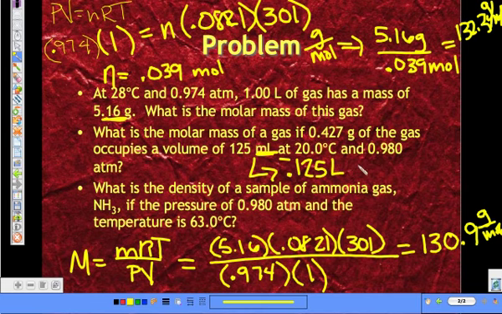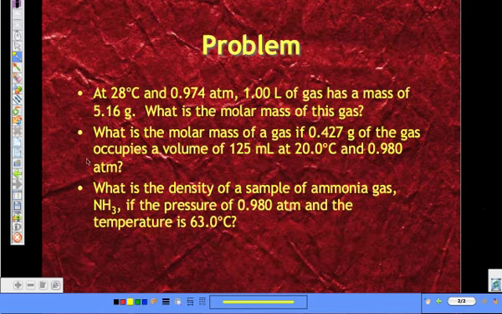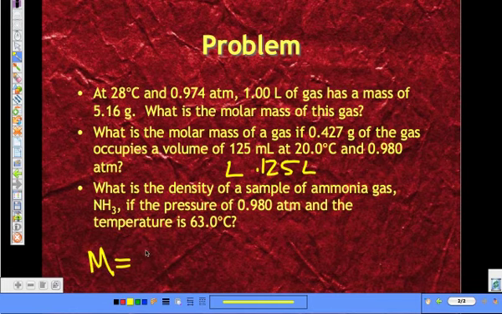How would you want to solve it? Do you want to do it the top way or the bottom? Bottom. Okay, so let's rewrite that. 0.125 liters. So our molar mass was equal to M. What's M? What is it? Right, 427, the mass of the gas that we have.